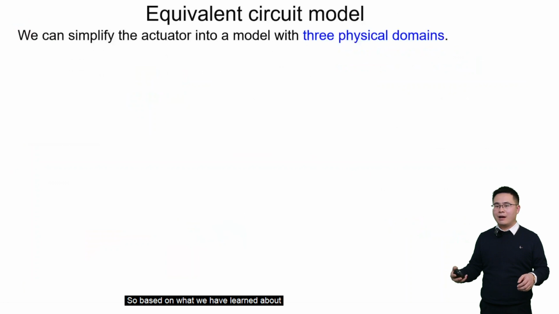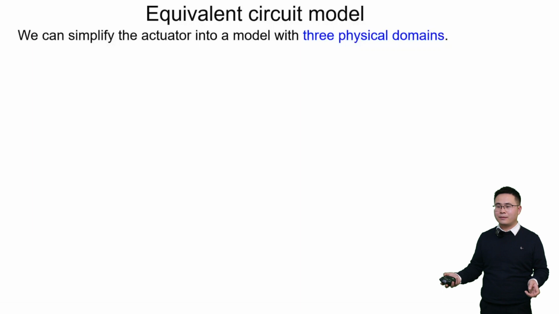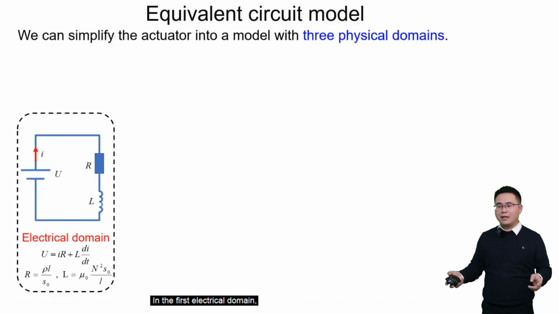So based on what we have learned about the operation and the mechanism of the solenoid actuator discussed in the above slides, we can simplify our solenoid actuator into a model with three different domains. One is the electrical domain, another is the magnetic domain, and the third one is the mechanical domain. In the first, electrical domain, the solenoid coil has a resistance R and an inductance L.